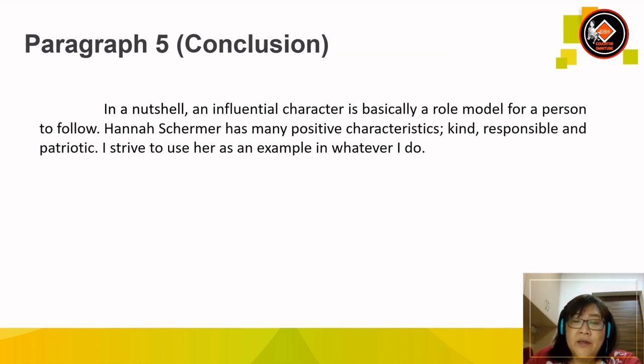For paragraph 5, we are writing the conclusion. So you can write in a nutshell, an influential character is basically a role model for a person to follow. Hannah Schirmer has many positive characteristics: kind, responsible, and patriotic. I strive to use her as an example in whatever I do.